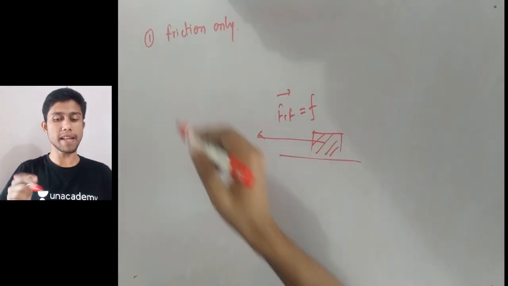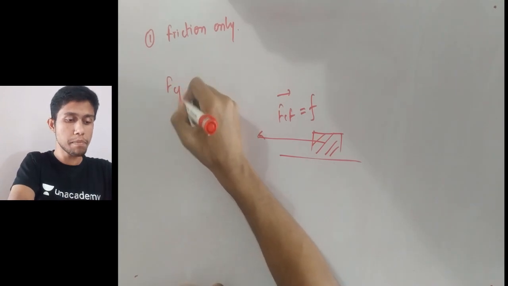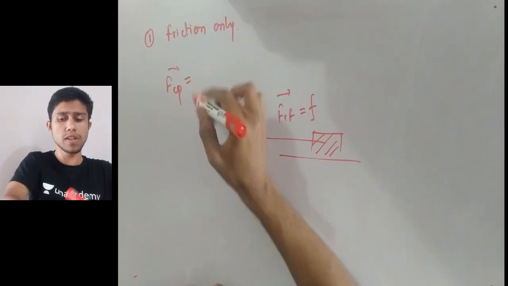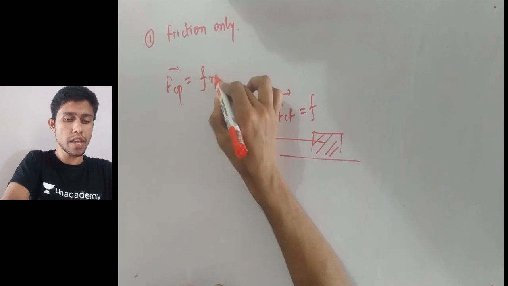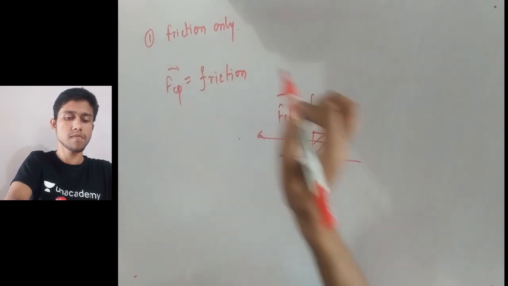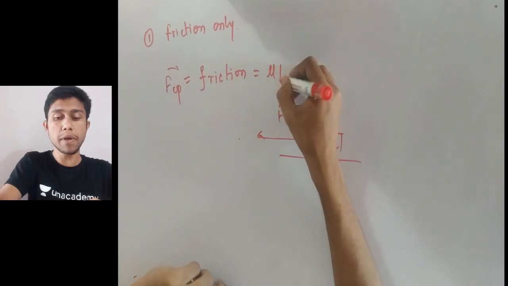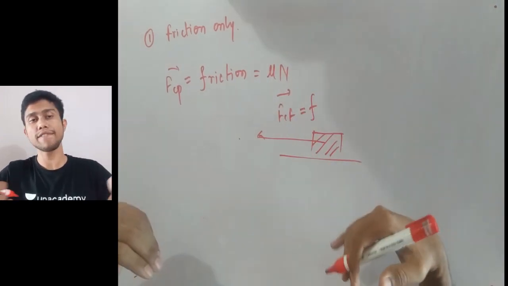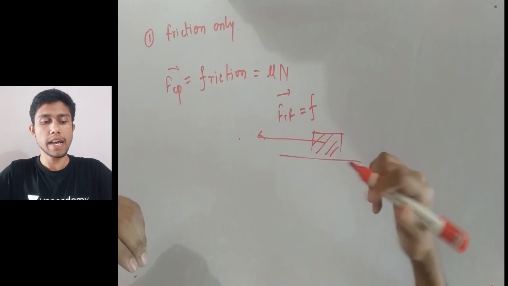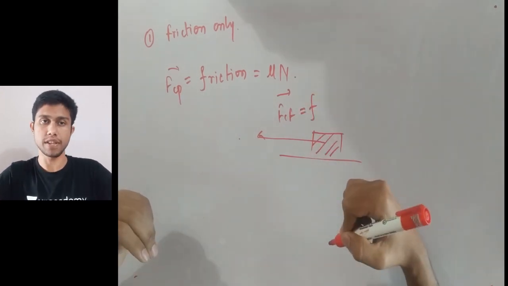Now if I write it mathematically, I know F_cp is equal to friction, and I know what friction is. Friction is given by mu N. Why I have taken mu N is because this is the maximum friction.